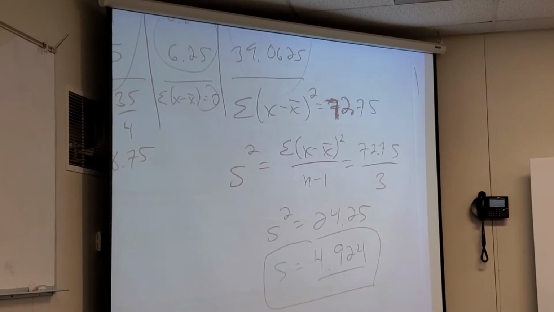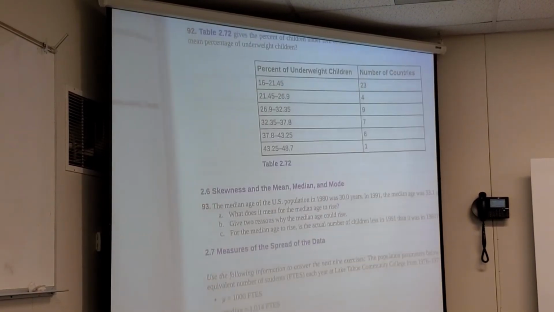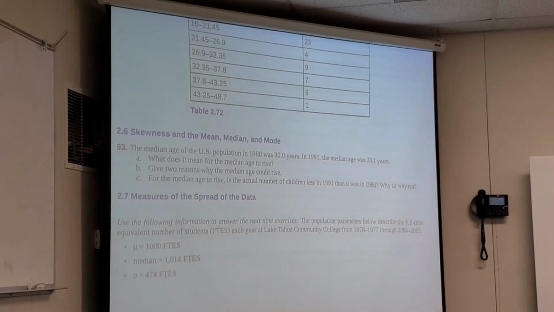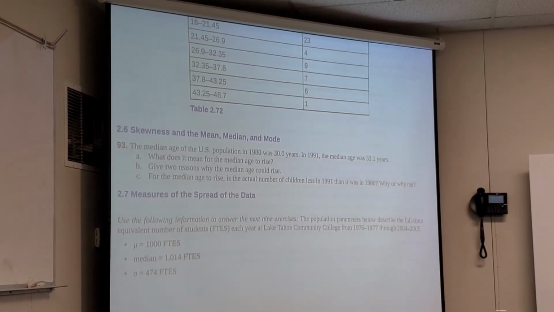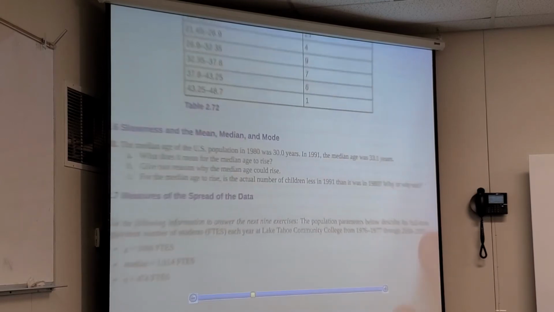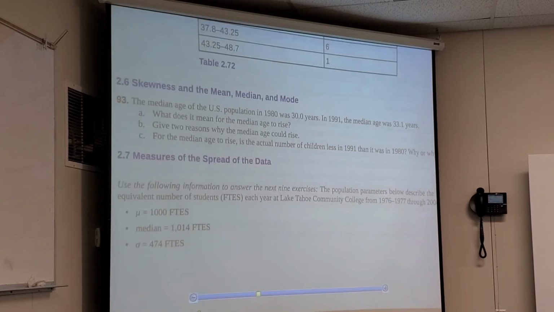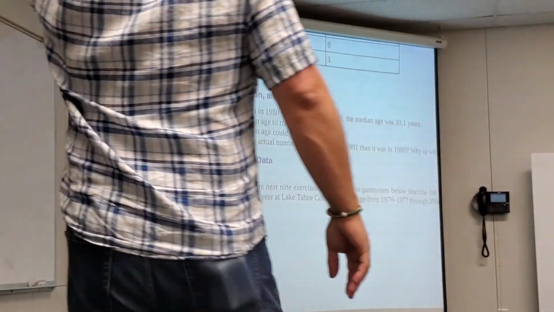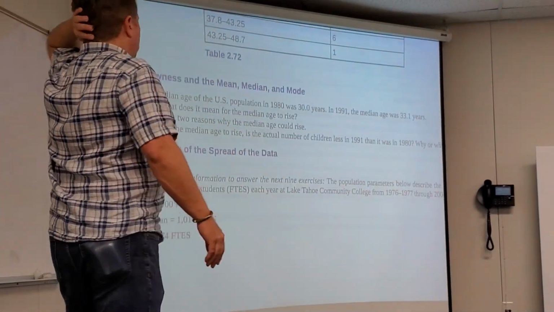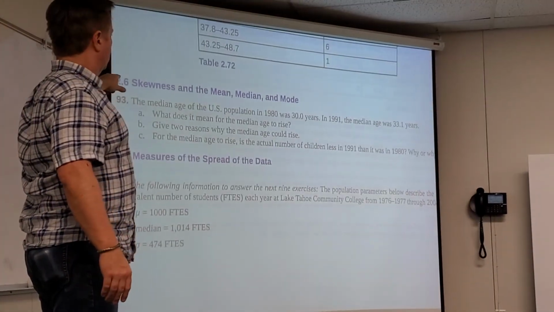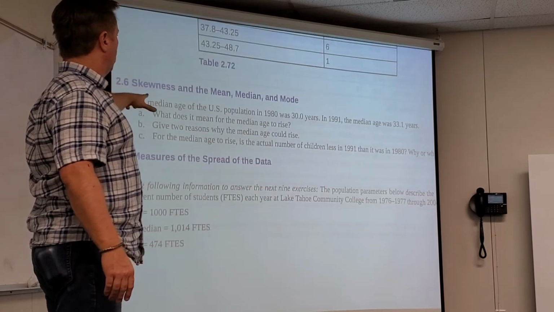Oh, good. All right. These are always the funky problems where you got to actually think for a minute about how this might work. So this is the one about the median age. The median obviously increased from 1980 to 1991, right? Yeah, and I know you guys were all born way after that, so shut up. What does it mean for the median age to rise?